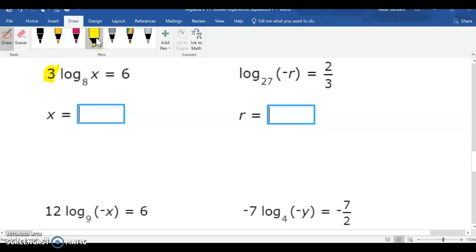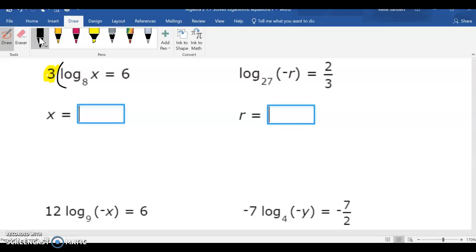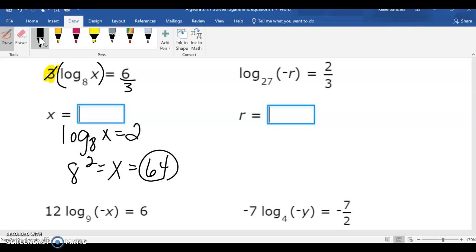The 3 is not with the x. The 3 is basically being multiplied with the log. So we're going to divide first. Get log base 8 of x equals 2. So 8 squared equals x, which equals 64.